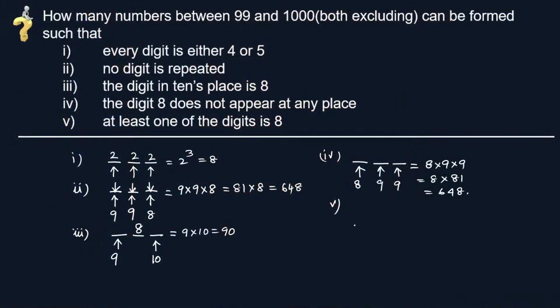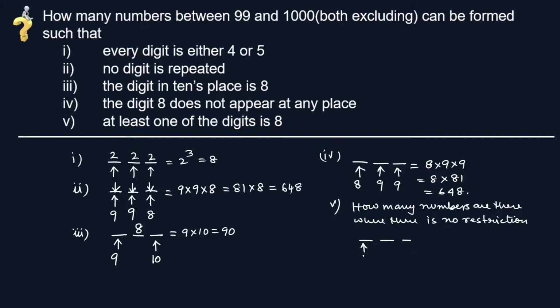So what I'm doing here is, I'm first saying how many numbers are there where there is no restriction. How many 3-digit numbers can be formed without any restriction? This place can be filled in 9 ways. This place 10 ways. This place 10 ways. So a total of 900 numbers can be formed. So there are 900 ways to form the number.